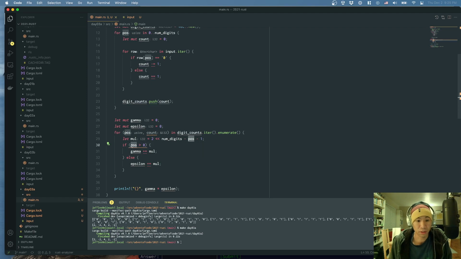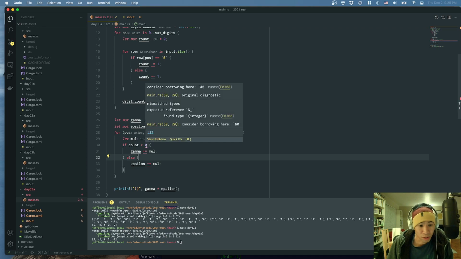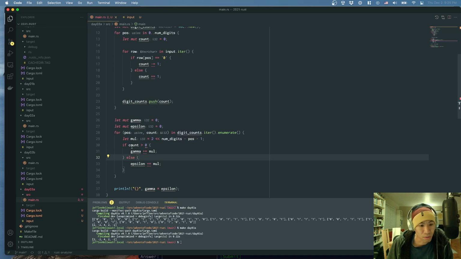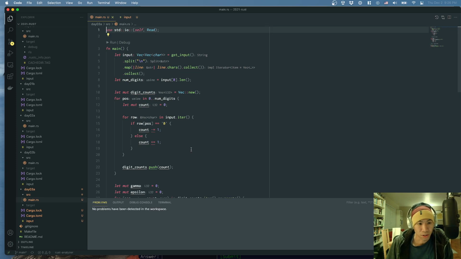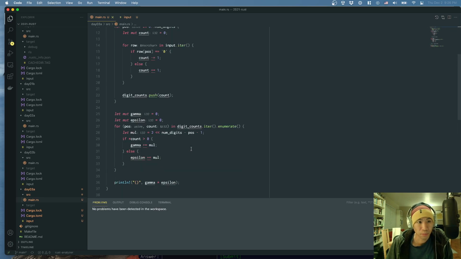If count greater than 0. And we need to dereference that, right? Oh, it's the parentheses that you're complaining about. I don't think we need to dereference there because there's some automatic dereferencing that the compiler will do for us. Or no, maybe we do. Yes, I don't want to borrow the literal 0, so let's dereference that reference. Still complaining. Unused import, use core num. That was just typing garbage.